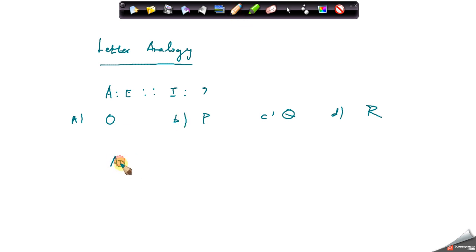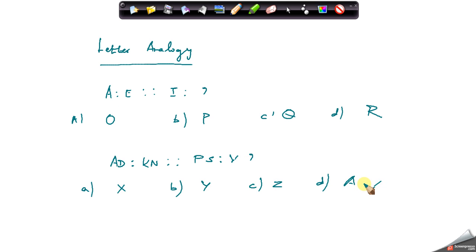AD is to KN, proportional to PS, B. What is the other letter we need to find out? It might be A is X, B is Y, C is Z, and D is A. So we need to find out this example in this case. What is a letter analogy in this case?